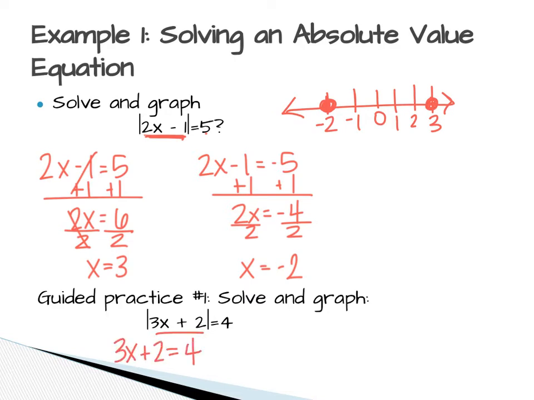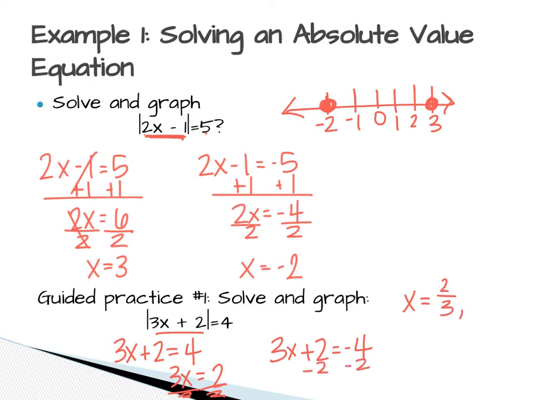Guided practice number 1, you're going to take what's inside the absolute value, set it equal to positive 4, and set it equal to negative 4. Solve both equations. Subtract 2 and you get 3x equals 2. Divide both sides by 3. So first equation you get x equals 2/3.